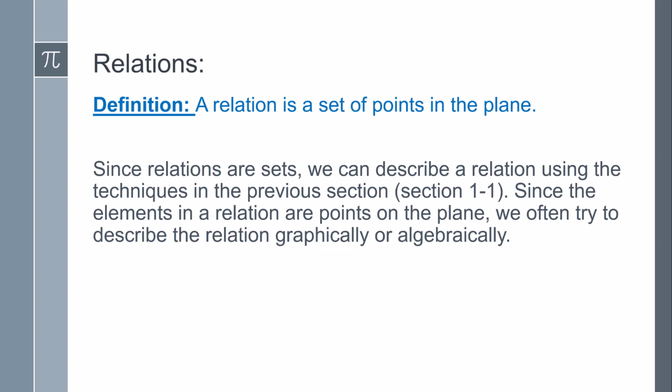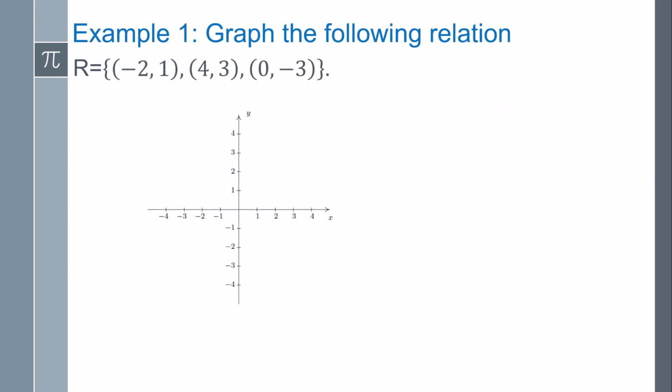A relation is a set of points in the plane. Now, since relations are sets, we can describe a relation using the techniques in our previous sections. So we have the roster method, we have the set builder method. There are different ways that we can go through and describe them. Now, since the elements in a relation are points on the plane, we often try to describe the relation graphically or algebraically. So let's look at an example.